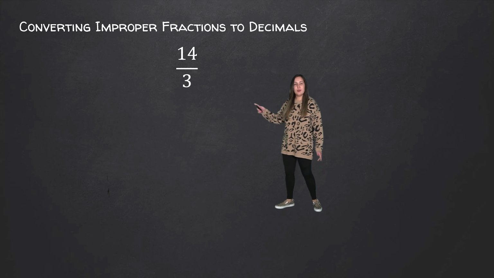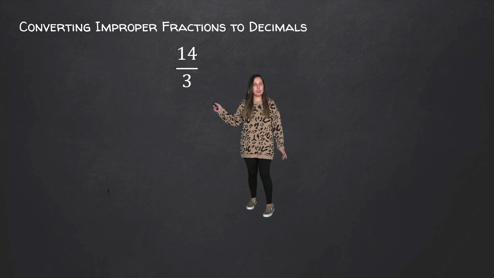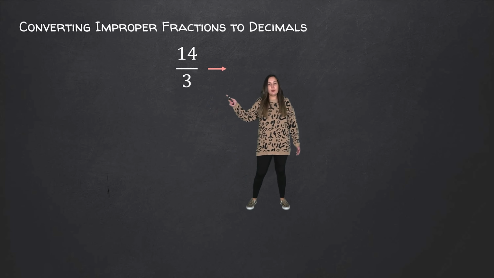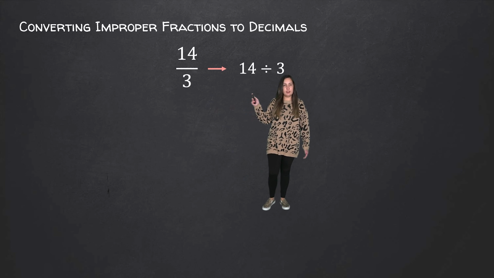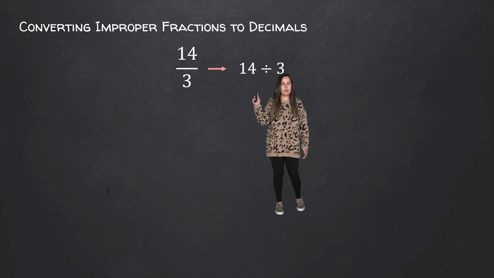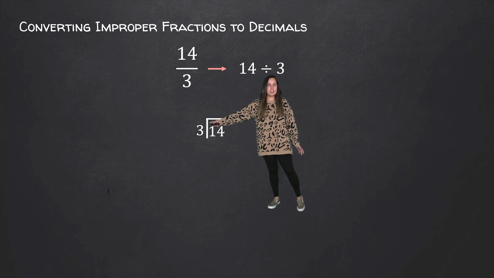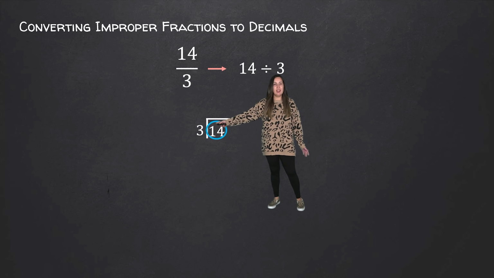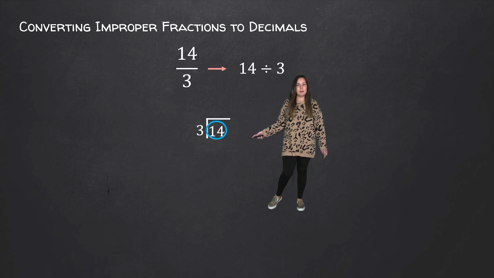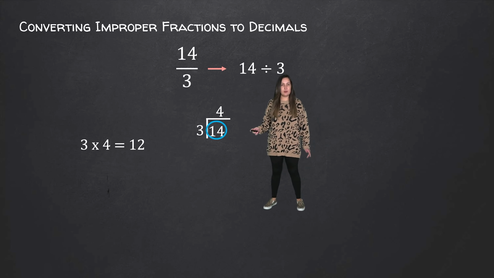All right, so here we have another example where we have 14 over 3. And again, we're going to write this as a division problem, which is 14 divided by 3, where our numerator is our dividend and our denominator is our divisor. Then we ask ourselves, how many times does 3 go into 14? Well, 3 goes into 14 4 times, and that's because 3 times 4 is equal to 12.